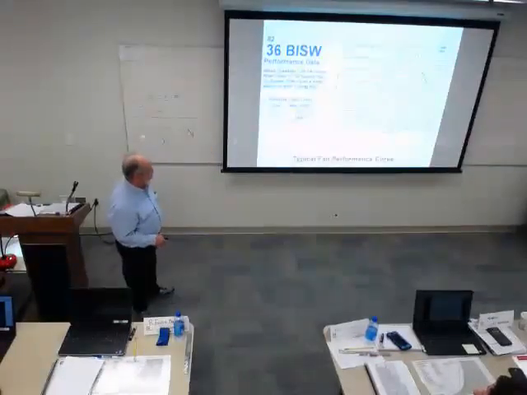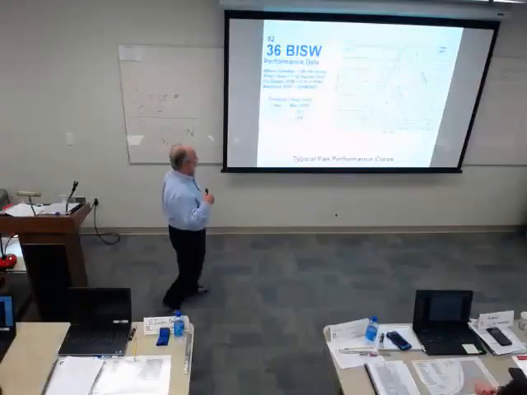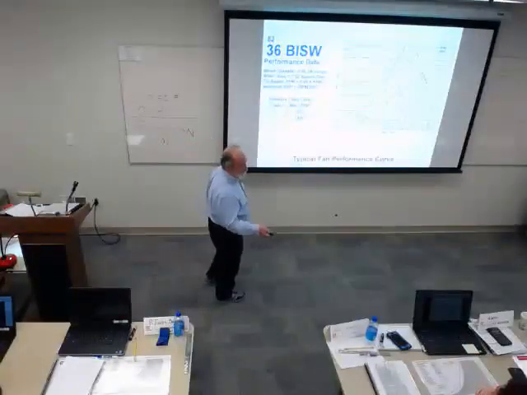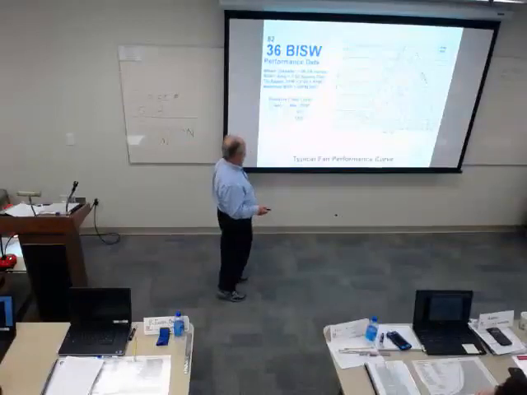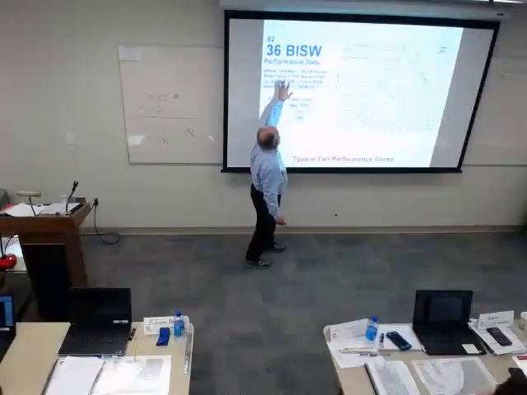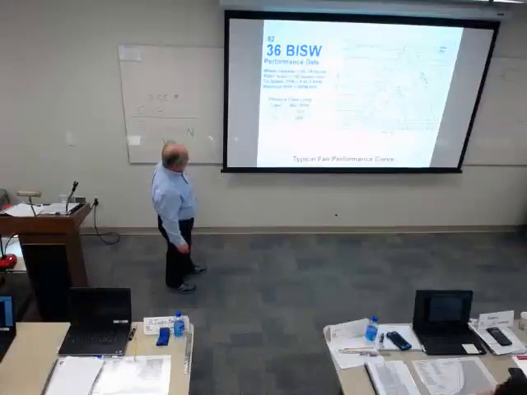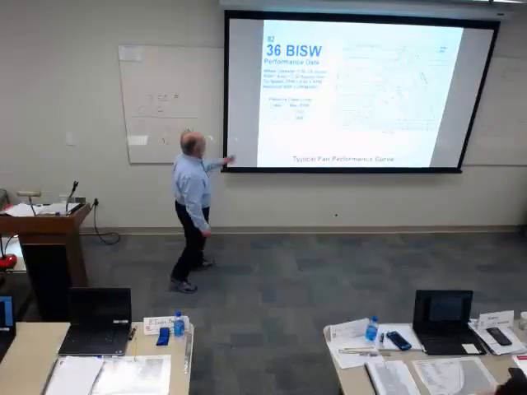Fan performance curves. Really important when you're selecting the fan. You don't get to do that, but when you're trying to do test and balance, once again, it's really important. This one right here is a 36-inch backward inclined, and SW is single width, I think it is. Single inlet fan. This is right here.